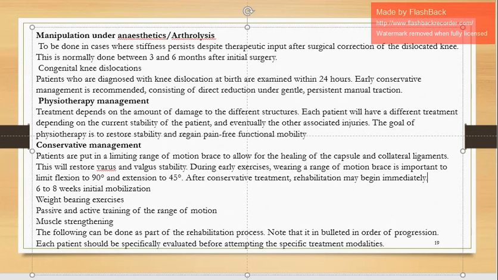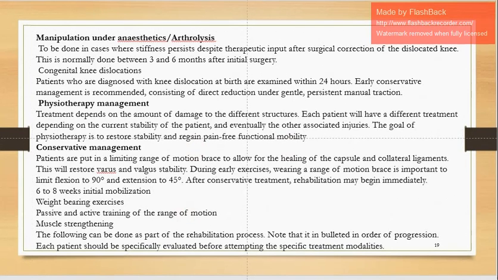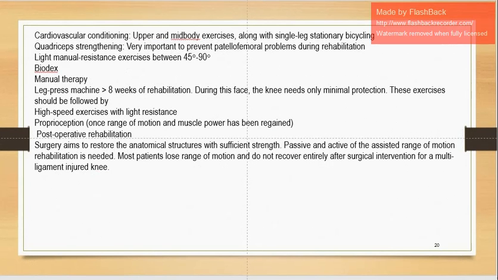Weight bearing exercises, passive and active training of range of motion, and muscle strengthening. Then the following can be done as a part of the rehab process. Cardiovascular conditioning, upper and mid body exercises along with single leg stationary bicycling. Quadriceps strengthening, very important to prevent patellofemoral problems during rehab. Light manual resistance exercise between 45 to 90°. Biodex machine, that is the isokinetic device. Manual therapy. Leg press machine, more than 8 weeks of rehab.